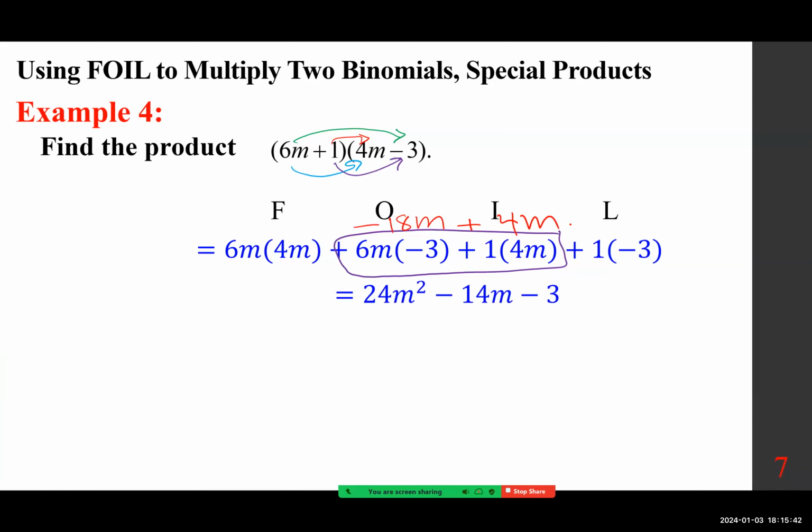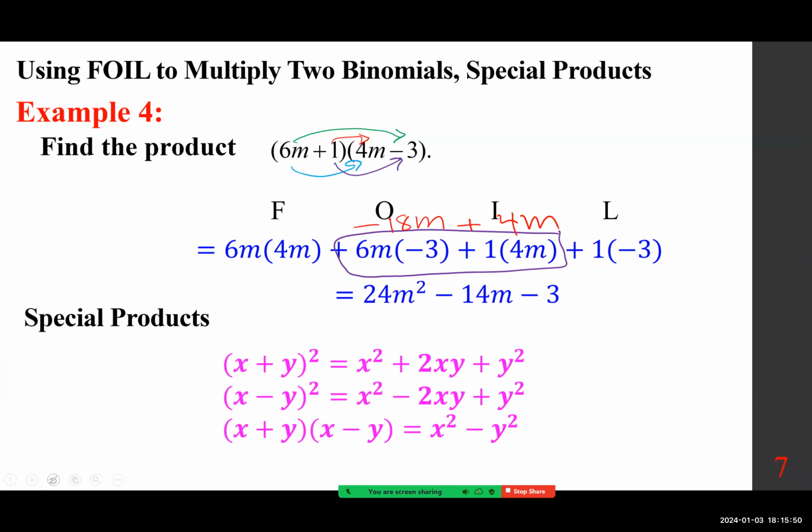Now, as far as the product is concerned, I hope you remember special products. If you do the foiling, x plus y squared is x squared plus 2xy plus y squared. x minus y squared is x squared minus 2xy plus y squared, and x plus y times x minus y is x squared minus y squared. Again, the reason we should know them is for the reverse process. When I want to go back, known as factoring.